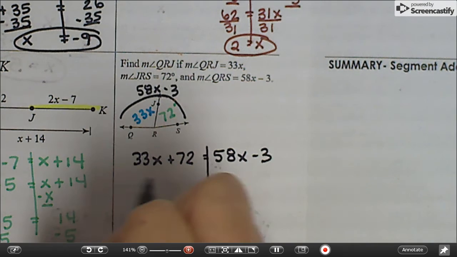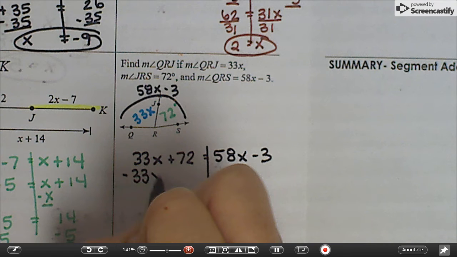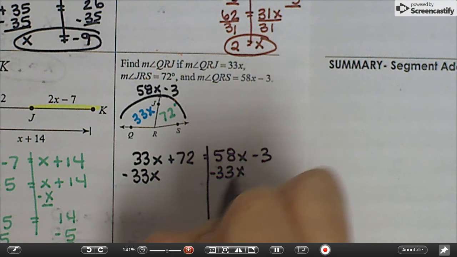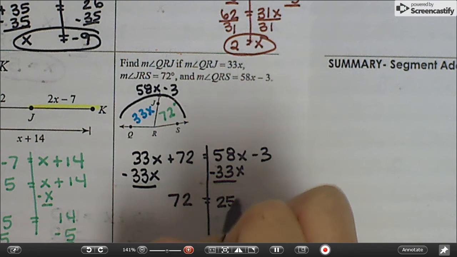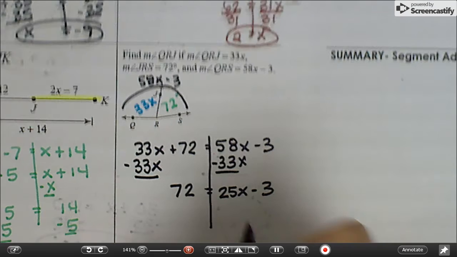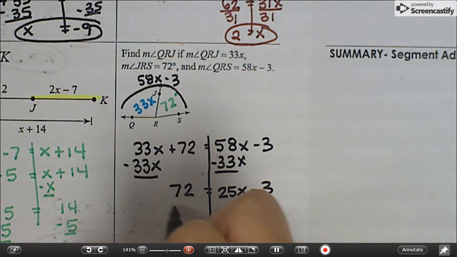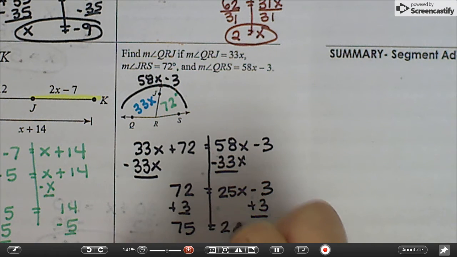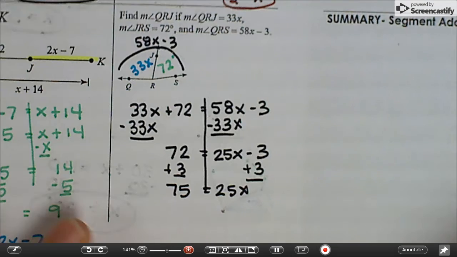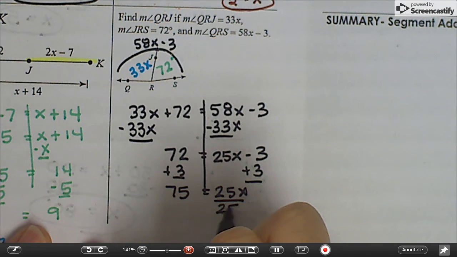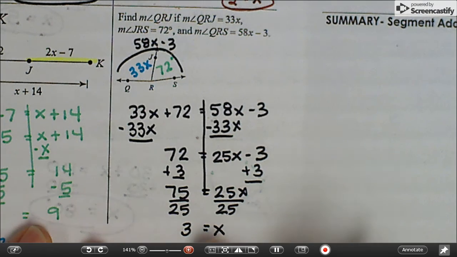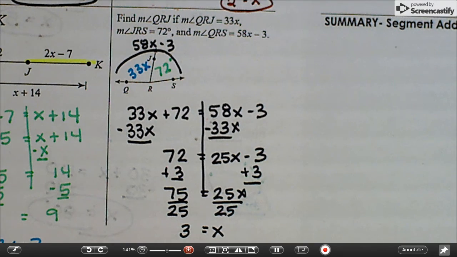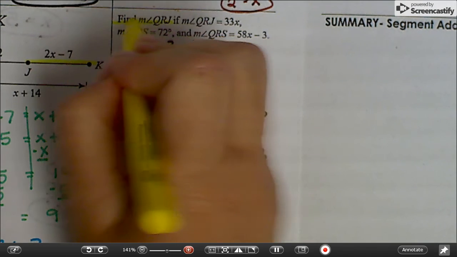Okay, so we need to move our stuff around. I'm going to start by subtracting 33x. And then adding 3 to the other side. And the last step for that would be to divide by 25. Now I'm not going to circle that because the instructions said find the measure of QRJ.